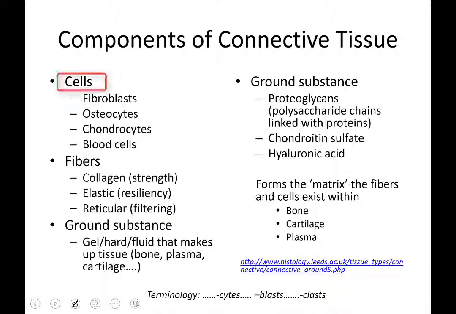So you're going to have a cell and a bunch of fibers and a bunch of goo that holds it all together. And in this ground substance goo is actually where, if you've heard of chondroitin sulfate or hyaluronic acid, people take some of these things from the health food store thinking they're helping their joints and whatnot.